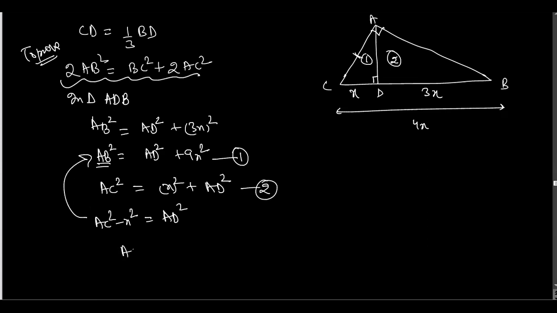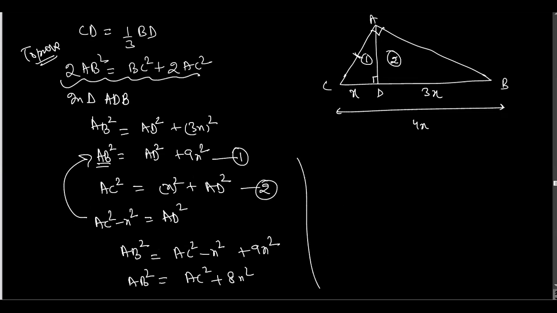So you can get AB square is equal to AC square minus X square plus 9X square. So you can get AC square plus 8X square is equal to AB square. Now we have this value. Now we also know that BC square, this side, is also equal to AC square plus AB square. Got it? Got it, beta?